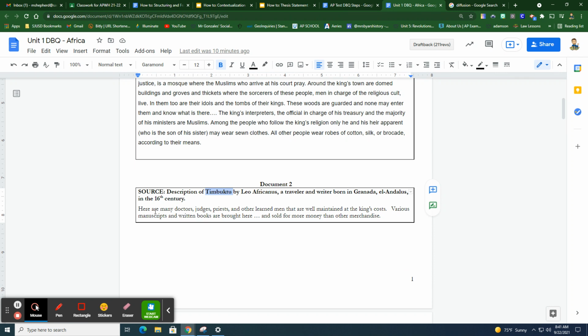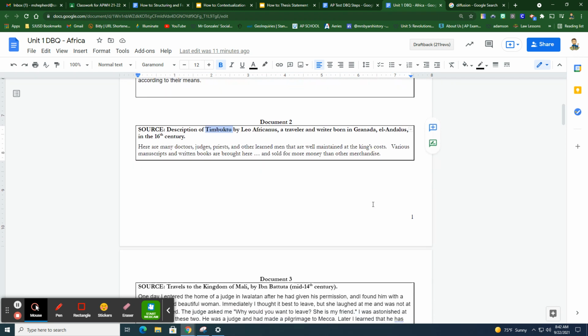It says, there are many doctors, judges, priests, and other learned men that are well maintained at the king's cost. Various manuscripts and written books are brought here and sold for money, and then other merchandise. So this information, these manuscripts, these written books that help teach the priests, the judges, the doctors of these sub-Saharan African societies are brought by Muslim traders. Through trade, these Muslim merchants were able to diffuse Islam and impact sub-Saharan Africa by giving them manuscripts and books that taught them how to be priests and judges. That's the main idea of document 2.